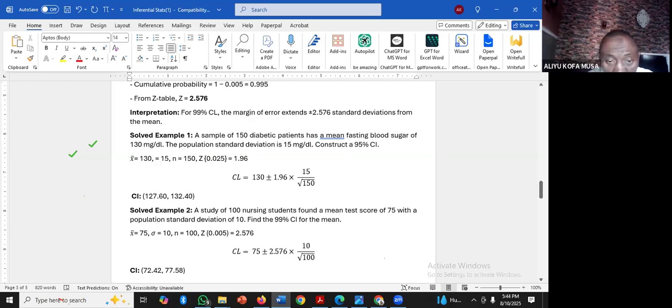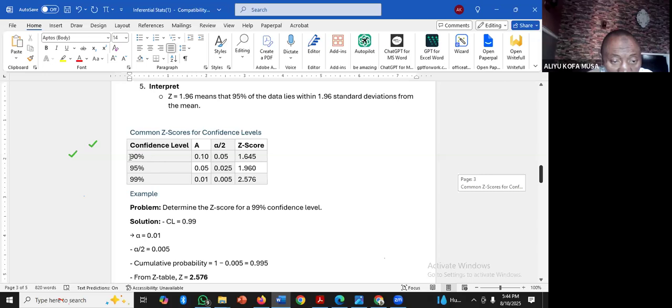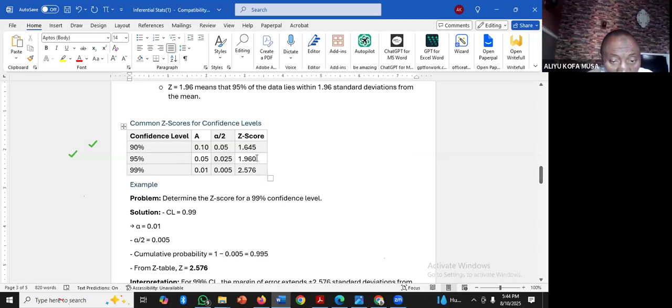Hey, let me take you back so that you know. Look at it. For 95%, the z score is here. Alpha over 2 is 0.025. So once you have that, all you need to master is this column and the last column. 90 goes with what? 1.645. 95 goes with what? 1.96. 99 goes with what? 2.576. That's all. You have mastered it.